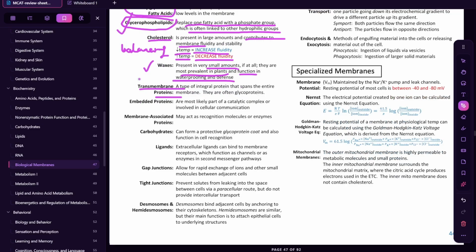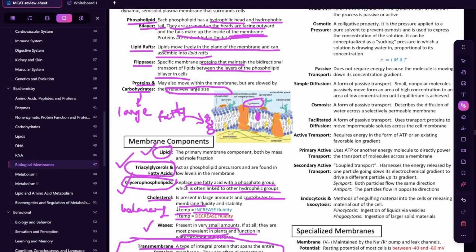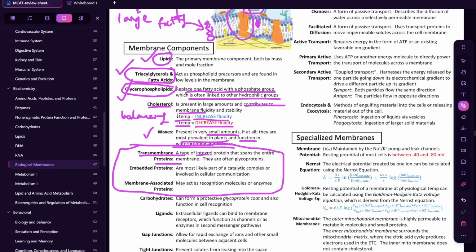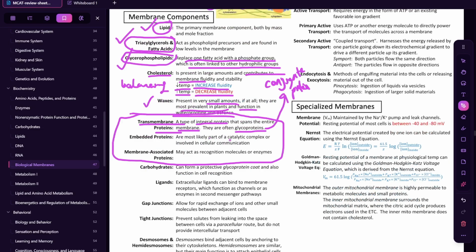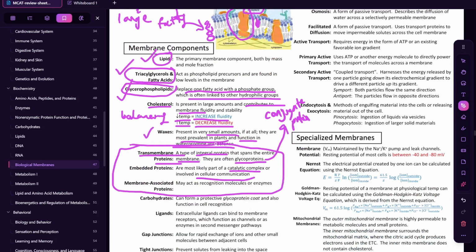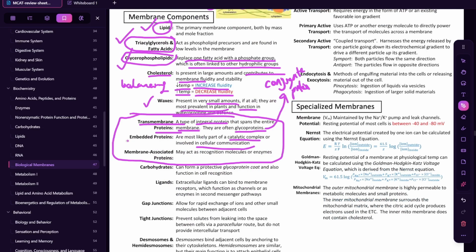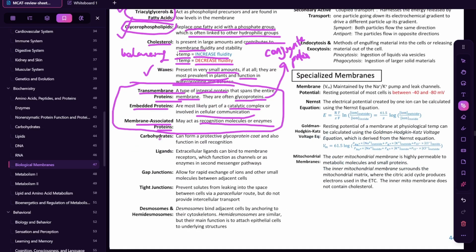Transmembrane proteins. So there are proteins all the way up to here. These are all proteins that can be found in your membrane. The transmembrane protein is right here. It's also known as an integral protein, a type of integral protein that spans the entire membrane, and they are often glycoproteins. Remember, that is a conjugated protein. We reviewed that earlier. And then embedded proteins are most likely part of catalytic complexes or involved in cellular communication. So you can have any type of embedded protein within the membrane. And then you have membrane-associated proteins, which act as recognition molecules or enzymes. Now you can also have carbohydrates, which can form a protective glycoprotein coat and also function in cell recognition.